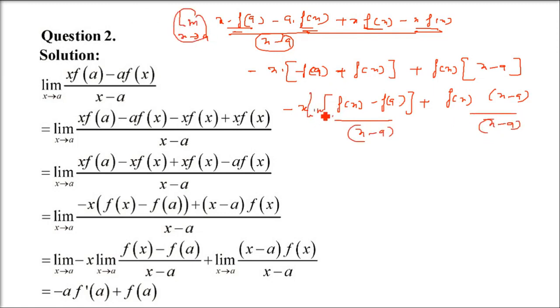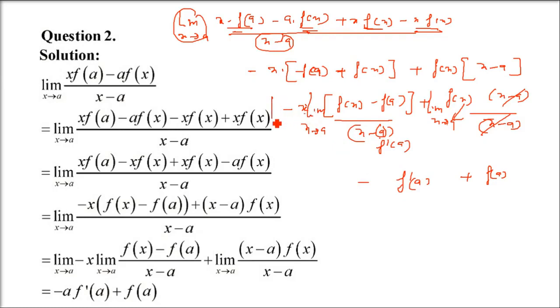Now let us apply the limit, x tends to a. So we'll apply this limit twice in the first member. We have limit x tends to a, x minus a cancels. So you have limit x tends to a of f(x). Just put x as a, so it will be a. f(x) minus f(a) by x minus a we have just seen in the previous question. It is f dash a. So f dash a.